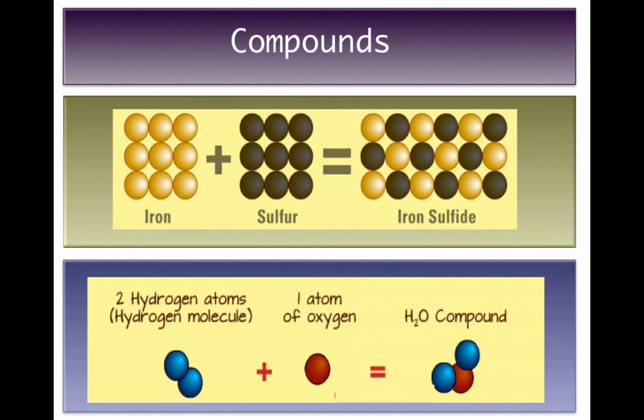Let's consider 2 different compounds. Iron, which is a metal, plus sulfur, which is a nonmetal, forms the compound iron sulfide. And as we previously discussed, hydrogen plus oxygen forms the compound water. There are 2 hydrogens for every 1 oxygen in water. Compounds have a definite composition.